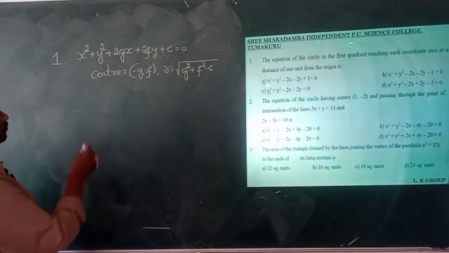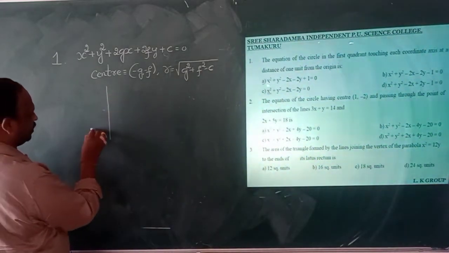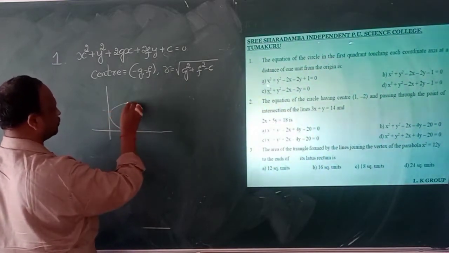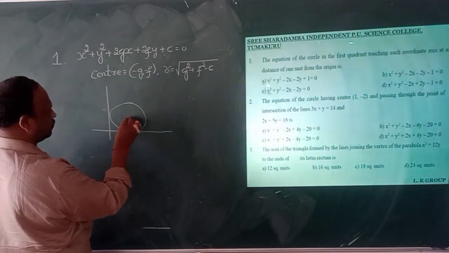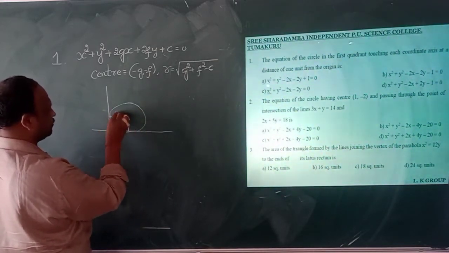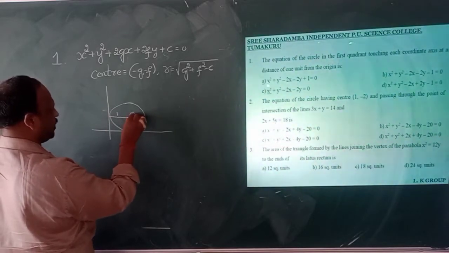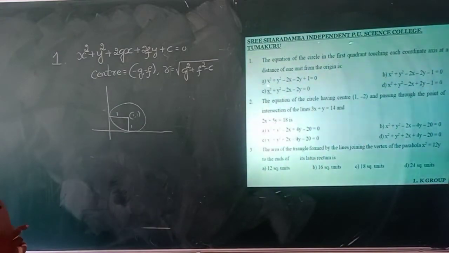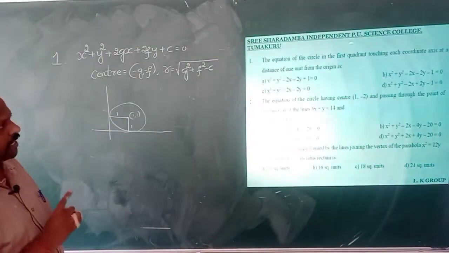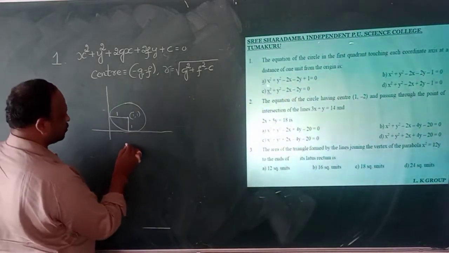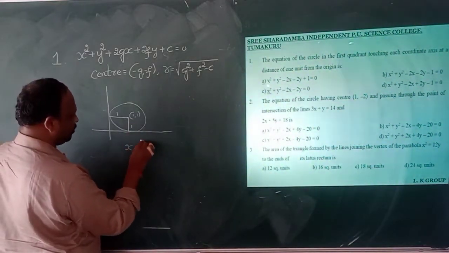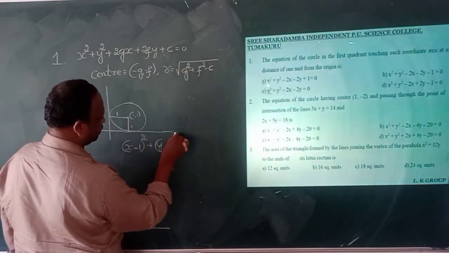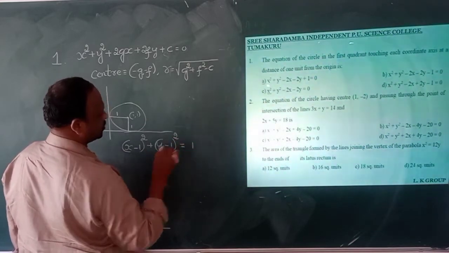In the given question, the circle touches both axes at a distance of 1 unit. So the center will be 1, 1 and radius 1. So we have to identify this. Therefore x minus 1 whole square plus y minus 1 whole square is equal to r square.